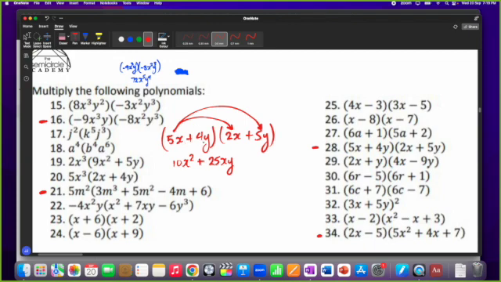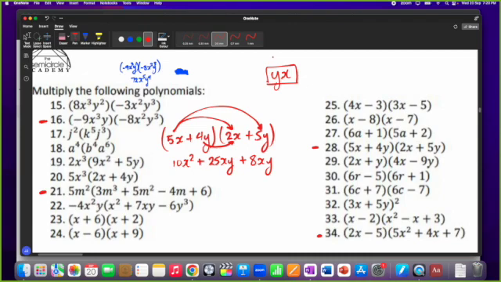Now it's time for the 4y. 4y times 2x. 4 2s are 8, so it's plus 8xy. And yes, you could have put yx, right? yx is correct.